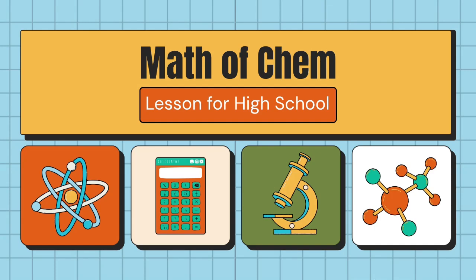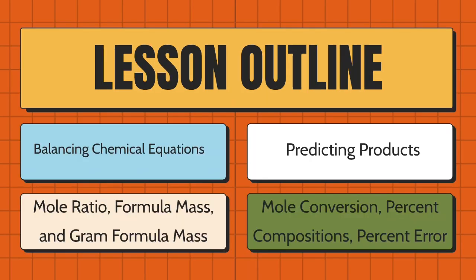This is a Math of Chem lesson for high schoolers. Let's begin. In this lesson, we will be going over balancing chemical equations, predicting products, mole ratio, formula mass, gram formula mass, mole conversion, percent compositions, and percent error.